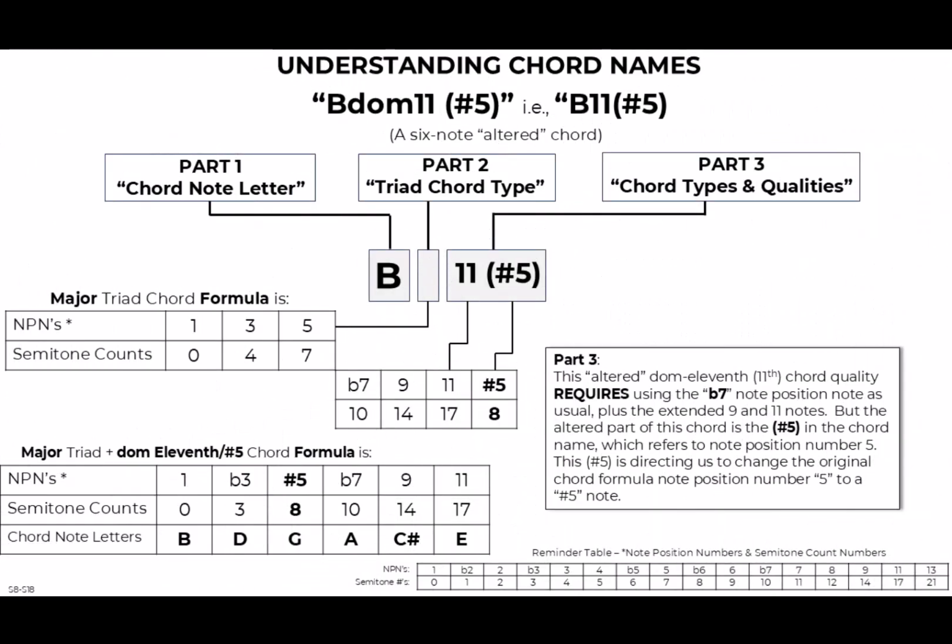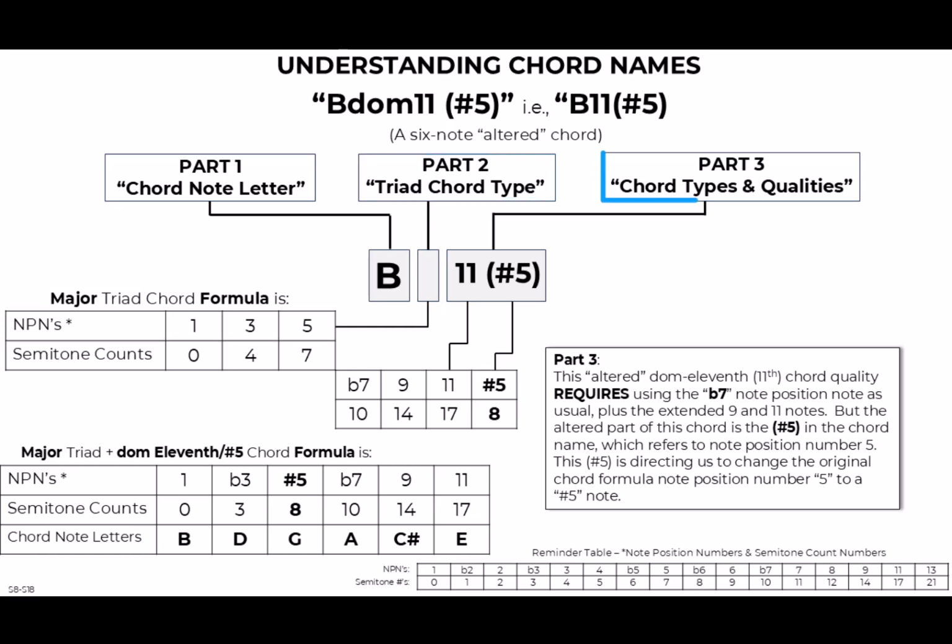It's that simple. So let's break down one more altered chord, that of a B dominant 11th sharp 5. As we see, part 1 shows us that we have a B chord letter name as well as being the B starting note. Nothing new. In part 2, in the absence of the word dominant or DOM, we assume it to be an extended major triad chord type, note position numbers 1, 3, and 5. Again, nothing new or different here.